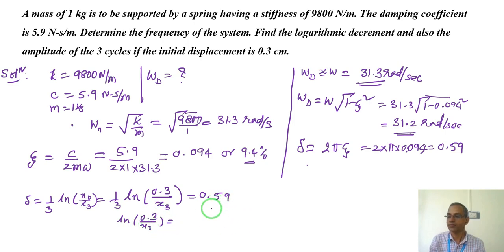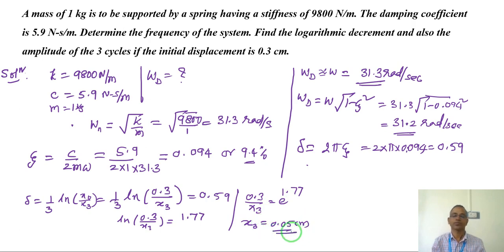3 into 0.59, which is 1.77. Then 0.3 by x3 is equal to e to the power of 1.77. From there x3 can be taken as 0.05 centimeter. This is how I should find out the displacement after 3 cycles. So let us look at the next example.